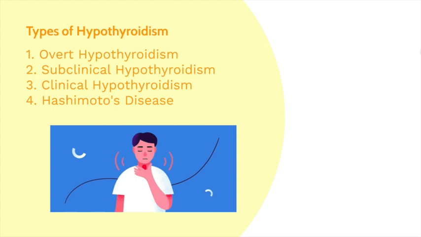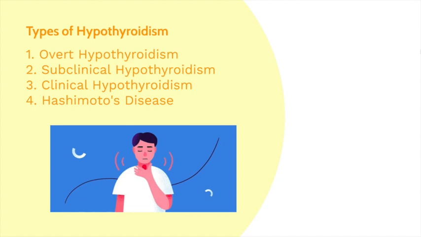Then the second one, subclinical hypothyroidism, is an early form of hypothyroidism. So TSH levels are slightly elevated, but the thyroid hormones are within normal range. And then the third one, clinical hypothyroidism, is like subclinical hypothyroidism, but the symptoms range from subclinical hypothyroidism, which is a mild form of hypothyroidism, to very severe. And this very severe outcome is what is classified as clinical hypothyroidism.